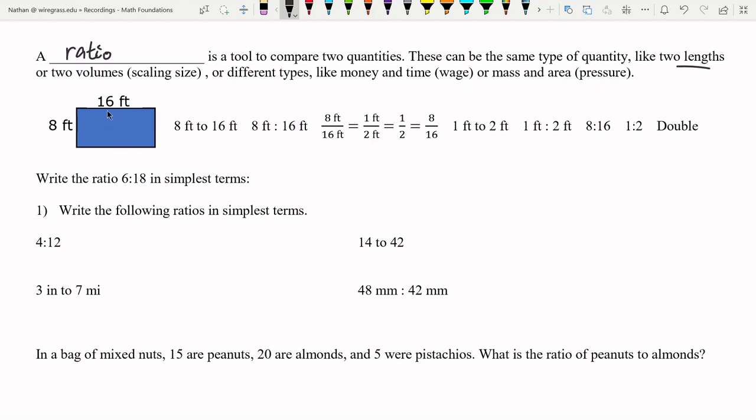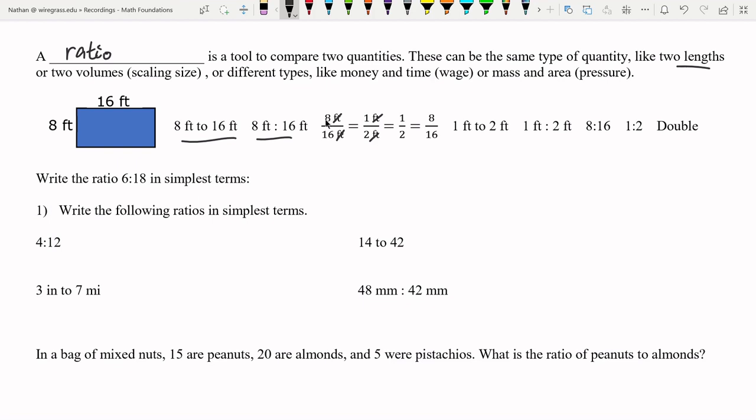Here I have a ratio between the lengths of the sides of this rectangle. I have 8 feet for the shorter length and 16 feet for the longer length. I can write it like this, 8 feet to 16 feet. I can also use the colon notation, read the same way. But I can also use a fraction, and that's typically what we're going to be seeing in mathematics. 8 feet over 16 feet, of course the feet cancel.